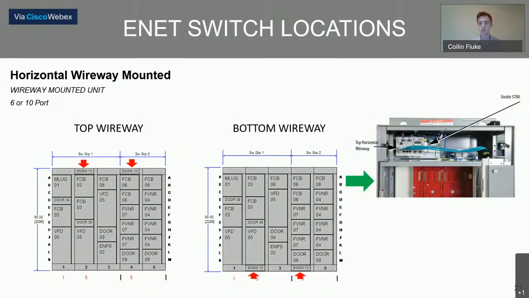So if space is a concern in an MCC and you don't want to use the limited space that you have for an Ethernet switch, we can actually put the Ethernet switch in the wireways. This may be the top wireway or the bottom wireway. The picture on the right, we can see a visual of this. It is mounted on the very back of the wireway, so you still have clearance for bringing in cables to each component. And these Ethernet cables, again, are run out through the wireway and then down each vertical wireway to each component.